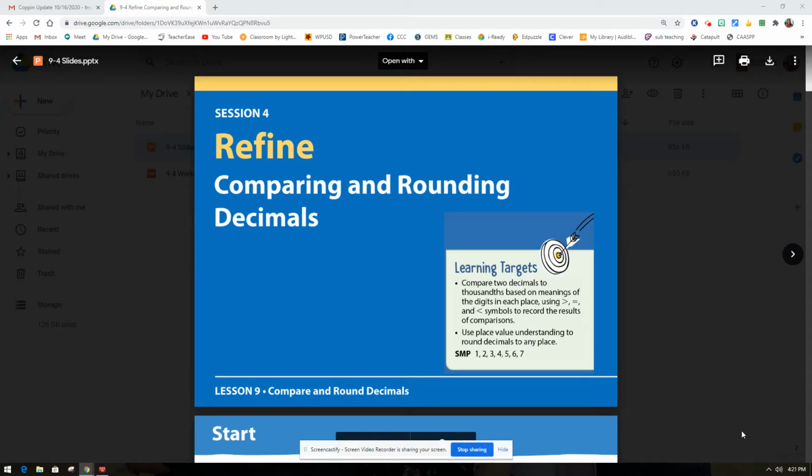Remember, this is the session where we take everything that we have learned all about comparing and rounding decimals, and we put it all together into a nice little package. And so we are going to be working in our Ready Classroom Math Workbook. We're going to be on pages 183 through 186. Again, that's 183 through 186. So go ahead and turn your math book right now to page 183.